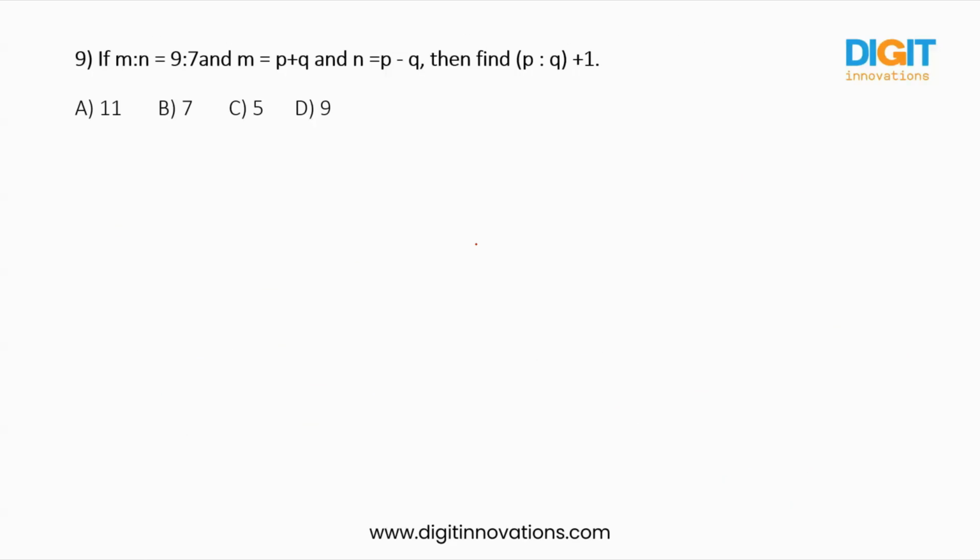Next one. If M is to N is 9 is to 7, and M equal to P plus Q, and N equal to P minus Q, then find P is to Q plus 1. So we got M value as 9x, or you can take the exact value 9, and N equal to 7. So let's place those values here. P plus Q, which is the M value, is 9, and P minus Q, the N value, is 7.